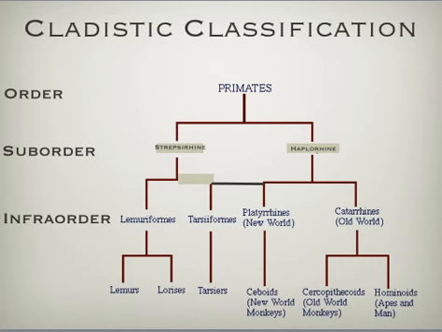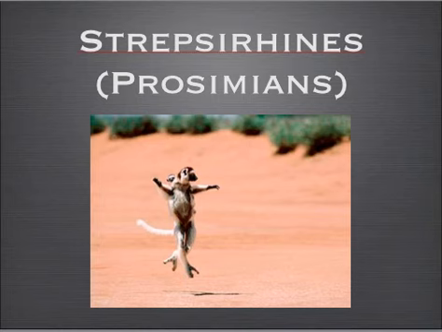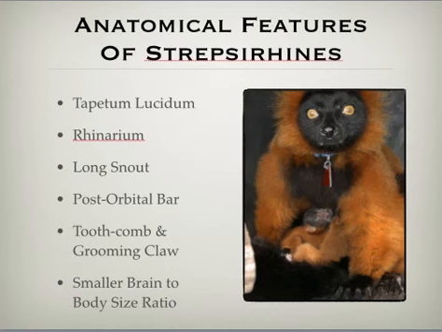So let's go ahead and look at strepsirrhines. What anatomical features do strepsirrhines all share? Well, you should see this in your book. All strepsirrhines have a tapetum lucidum, which is this reflective quality of the eyes and ability to be able to see in the night really well. Your cats and dogs also have a tapetum lucidum, where you see that creepy reflection at nighttime, that's their tapetum lucidum. Strepsirrhines also have a rhinarium.